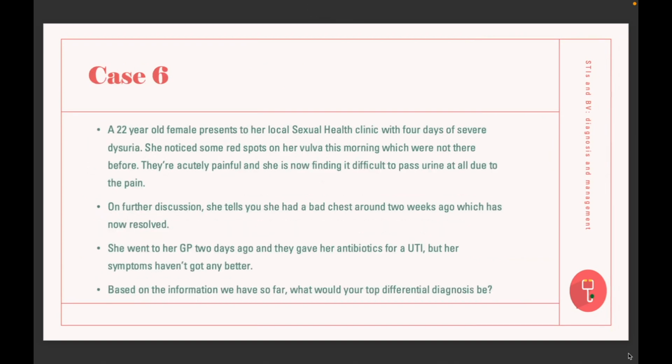Okay, so case 6. A 22-year-old female presents to her local sexual health clinic with 4 days of severe dysuria. She's noticed some red spots on her vulva this morning, which were not there before. They're very painful, and she's now finding it difficult to pass urine at all due to the pain. When you talk to her more, she's telling you she's had a bad chest around 2 weeks ago, which is now resolved. She went to a GP 2 days ago with the dysuria, and they've given her antibiotics for a UTI, but her symptoms haven't improved at all. In fact, they seem to have got worse. So based on this presentation, what would your top differential diagnosis for this patient be?